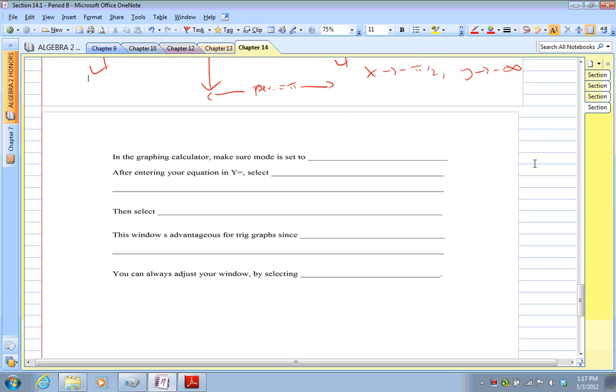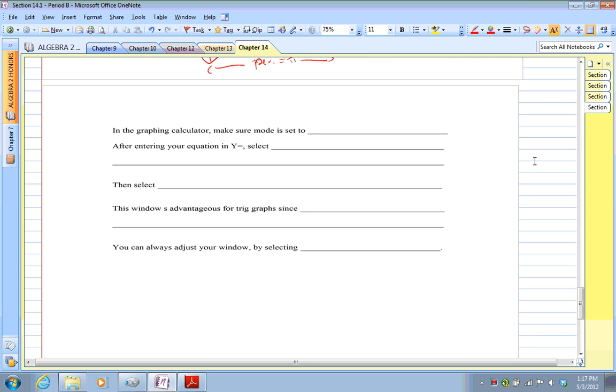Okay, let's talk about calculator stuff and then we're all done. When you graph this, make sure the mode is set to radians. So go to mode and radians. No, I will never ask you to graph in degrees. I'll always want you to graph in radians. Is this whole section radians? Yes and no. Wait till we get to later in chapter 14. For the most part, it'll be mostly radians. But okay, we'll do sine x.